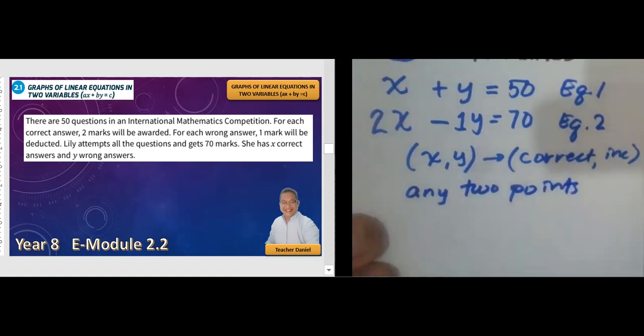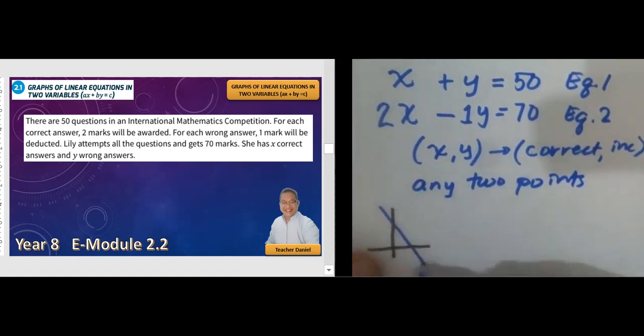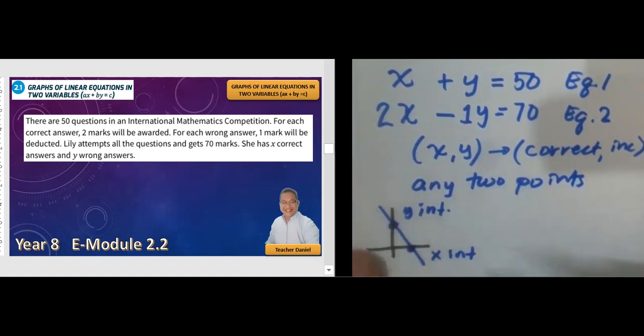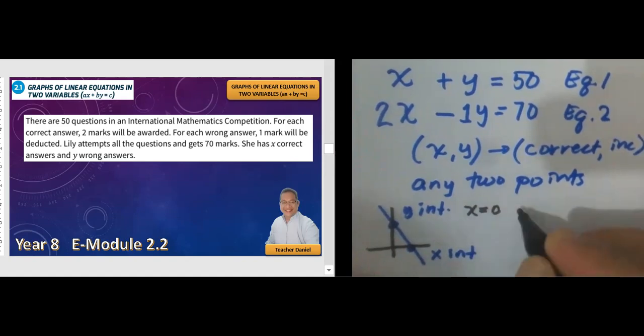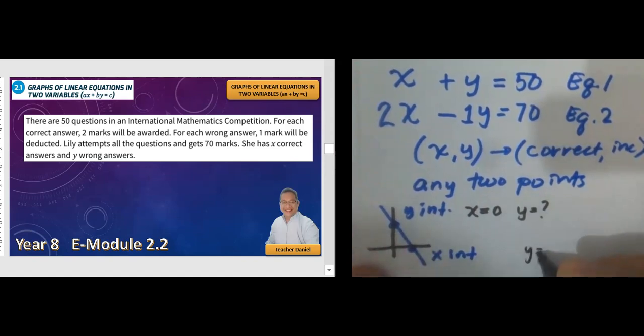But then there's a strategy wherein you can get the best point. The best point could be taken from the y-intercept and the x-intercept. Why? Because in the y-intercept, the value of your x there is 0, so finding y will be easier. And in the x-intercept, the value of your y there is 0, so therefore finding x will be easier.